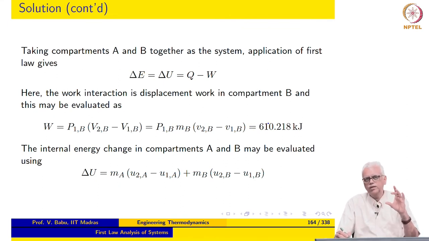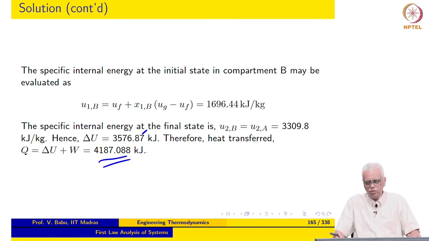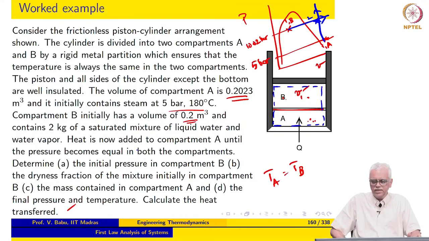There is no displacement work in compartment A because it is at a constant volume, but there is displacement work in compartment B because it is a constant pressure process. So, we may evaluate the work interaction very simply using this expression and it comes out to be 610.218 kilojoules. And the internal energy change may also be evaluated quite easily and that comes out to be 3576.87. So, the total amount of heat that is transferred comes out to be 4187.088 kilojoules.